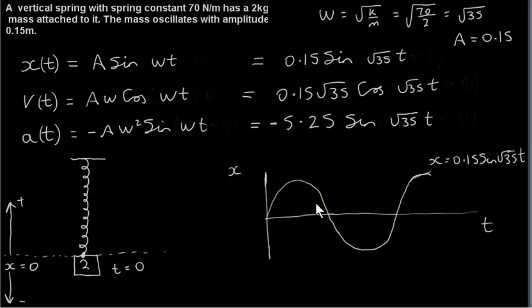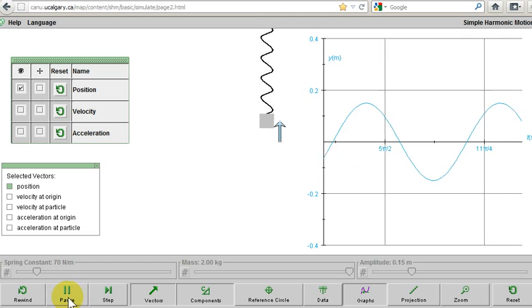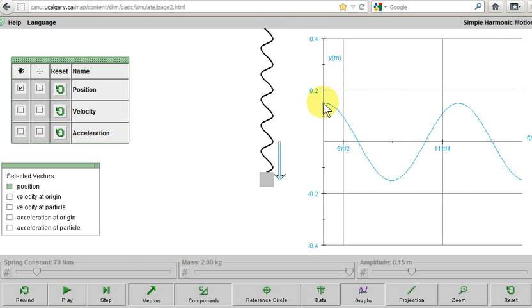We were looking at the graph of x, which is 0.15 sine root 35t. The amplitude is 0.15. That's this number here. So the range of this function is from minus 0.15 to plus 0.15. We can see that on the applet here. If we freeze this applet, say freeze it here, the amplitude is 0.15. This is 0.